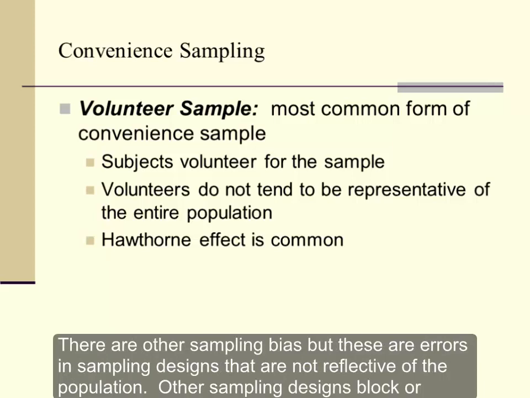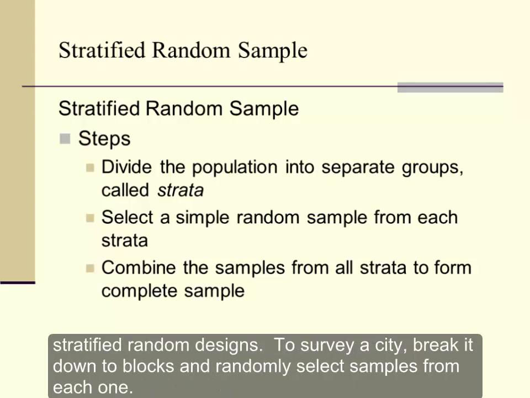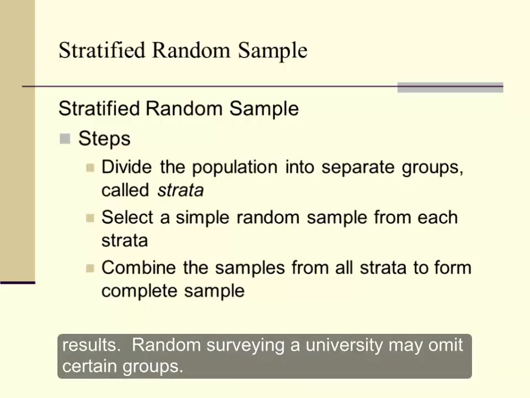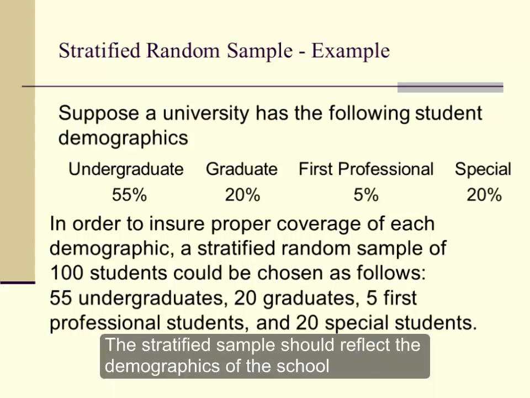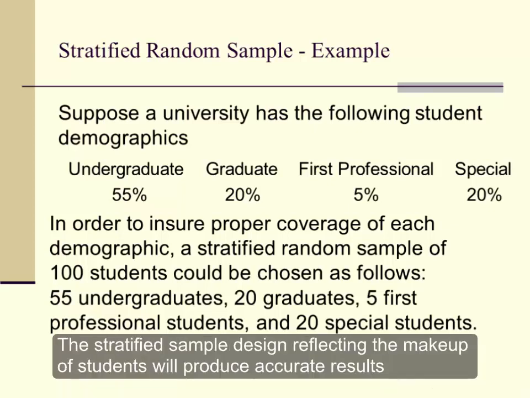Again, these are just some things you do. Some of the different types of sampling designs you can use include stratified random sampling. You break the population into strata, like by ages or something, and you pull a random sample from each one of the strata. Then you combine the results from all strata to form a complete sample. Again, block design is one of those. If you have an undergraduate class of 55% and various others, then in order to give a representative sample, you must do a stratified random sampling. Again, pick 55 undergraduates, 20 graduates, 5 professional students, and the others will give you a deal.